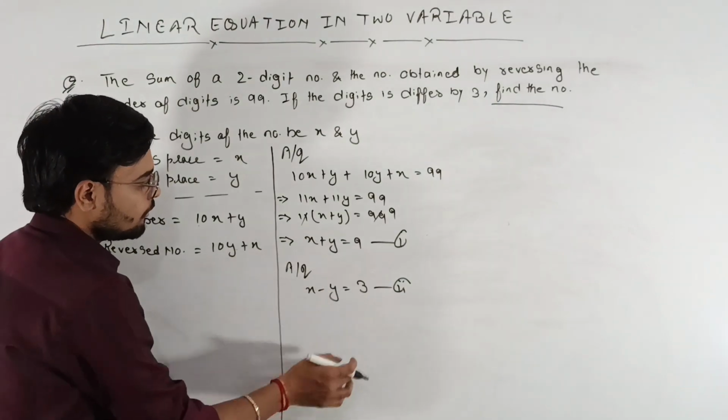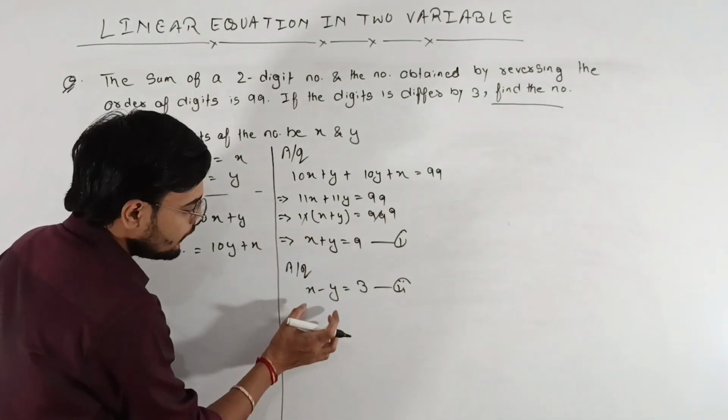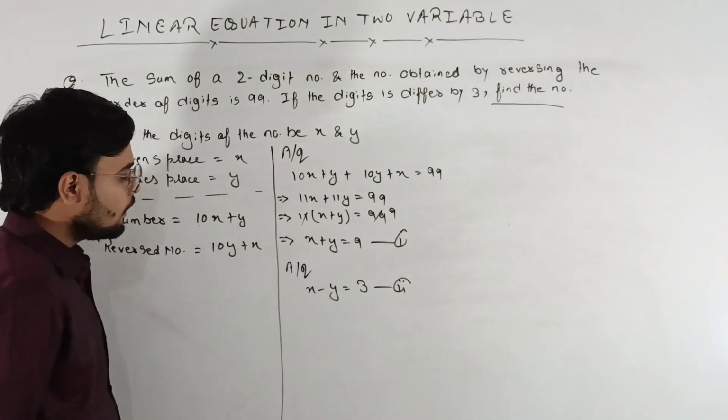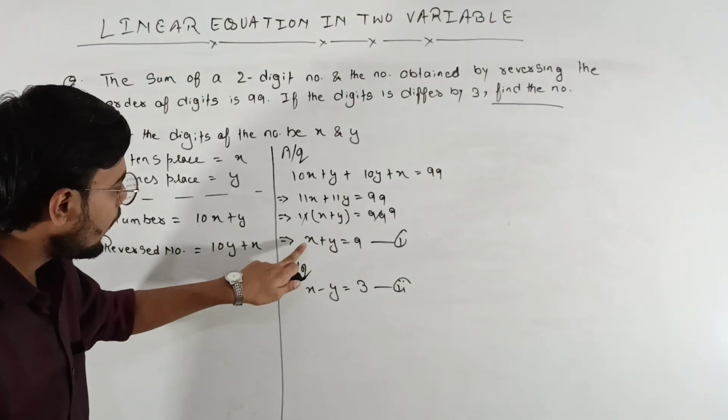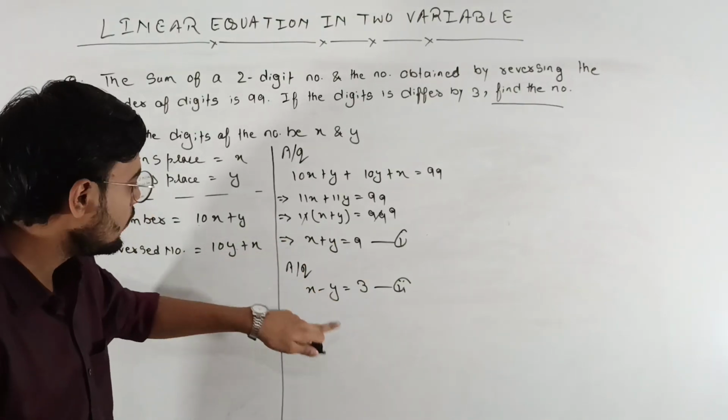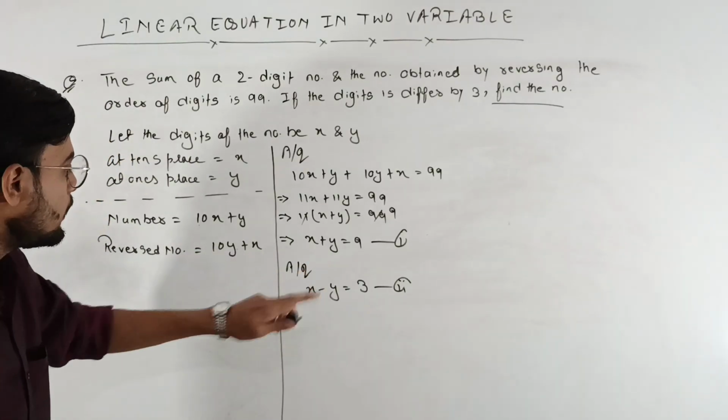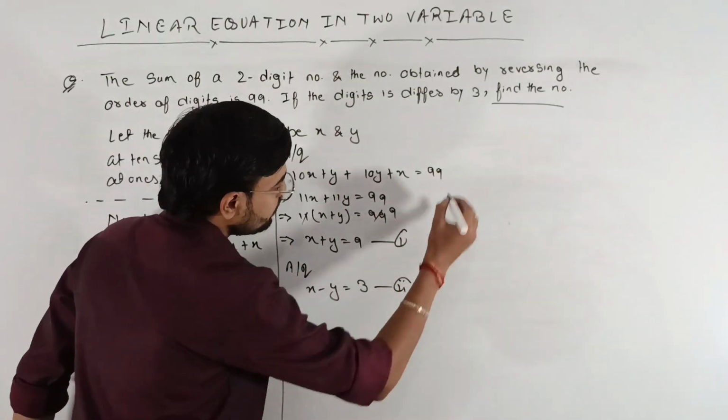Now I have the first and second equations. The first equation is x plus y equals 9 and the second is x minus y equals 3. Now look at these equations. If I add these two, then we eliminate x. If I add equations 1 and 2, then x is eliminated. Sorry, y is eliminated. Now add these.